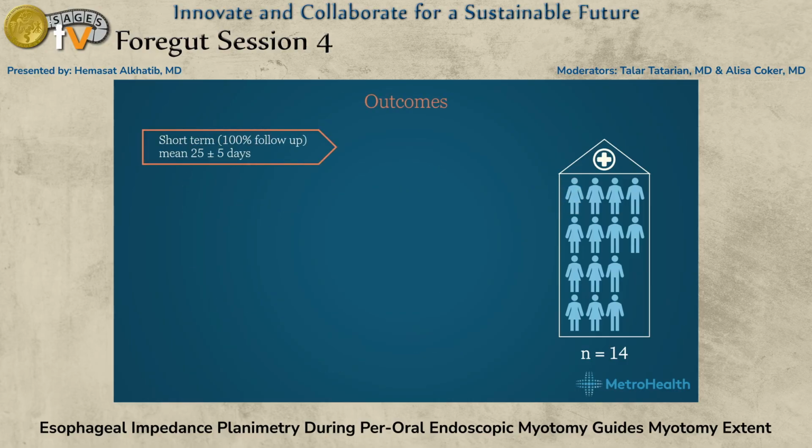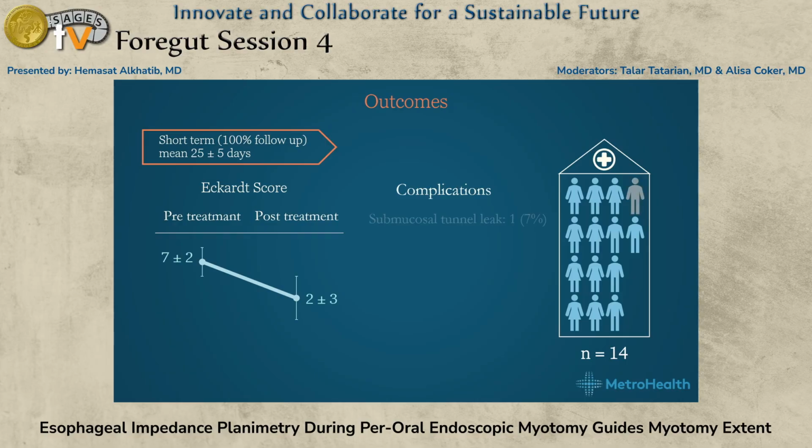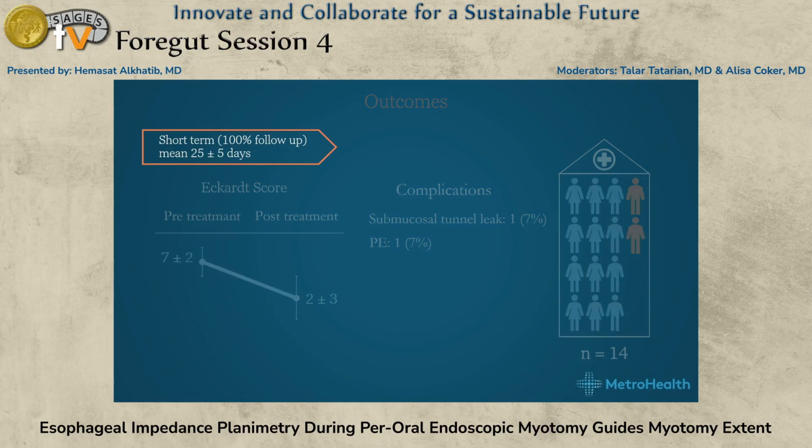When we're looking at outcomes, in short-term follow-up, we had 100% of our patients follow up. We used the Eckardt score to evaluate for treatment success. And overall, our Eckardt score went from 7, which indicates worse symptom control pre-POEM, down to 2, which indicates good symptom control post-POEM. In terms of major complications, 1 patient had a submucosal tunnel leak that was managed non-operatively with bowel rest and a distally placed nasoenteric tube. And then a second patient with a history of DVT-PE developed a PE post-procedure.